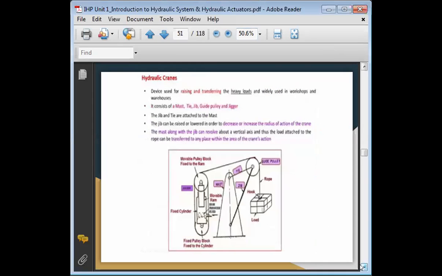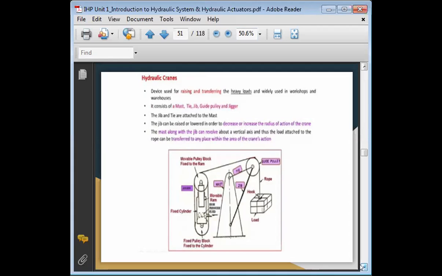Then you can see the hydraulic cranes. This is another application of hydraulics. So what is a hydraulic crane? It is a device which is used for raising and transferring heavy loads. Normally these hydraulic cranes are widely used in workshops and warehouses. It consists of the mast, then the tie, then the jib, the guide pulley, and the jigger.